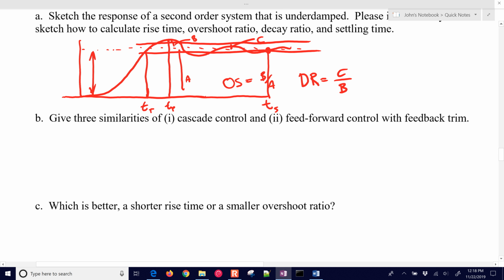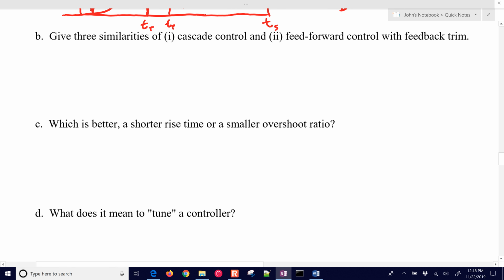So let's go on to the next one. Let's give 3 similarities of cascade and feed-forward control with feedback trim. So in this case we have, let's just do a table here. Here's cascade, and then feed-forward control. And some of the things that we have in both of these are the number of measurements. Cascade control is going to have 2 sensors or 2 measurements. Feed forward will also have 2, one for the feedback and then one for the feed forward element. So that's similar between the two.